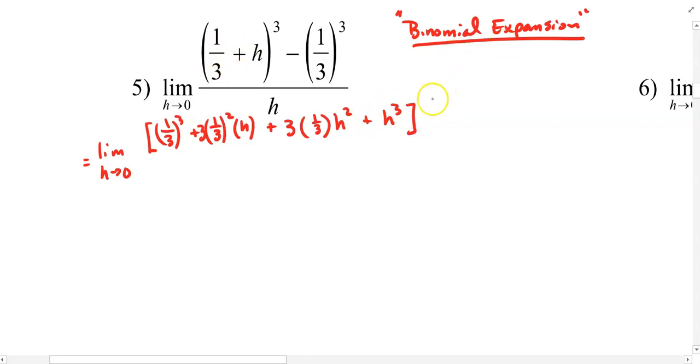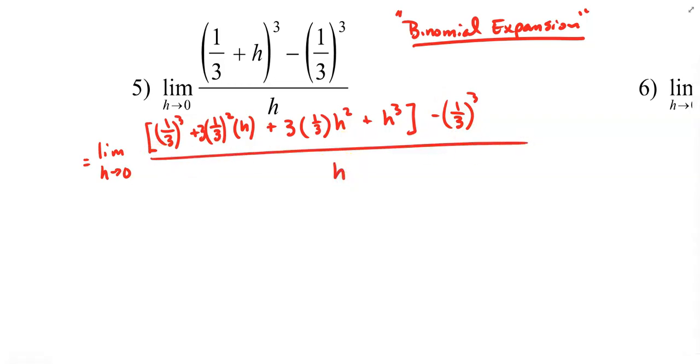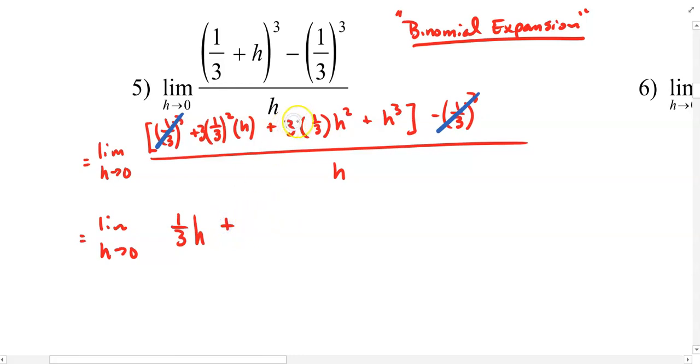I don't have to FOIL or distribute 3 times. And from that, I'll subtract 1/3 cubed. And all of that is to be divided by h. Well, now hopefully you can see exactly what I thought would happen. We've got a 1/3 cubed here that's going to subtract 1/3 cubed here. Now all we have to do is simplify the expression. So the limit as h approaches 0 of this new expression is going to be true. Well, I've got 1/3 squared, that's 1/9, and 3 times 1/9 is 1/3. So I have 1/3 h plus, 3 times 1/3 is just 1. So I've got 1/3 h plus h squared plus h cubed, all divided by h.